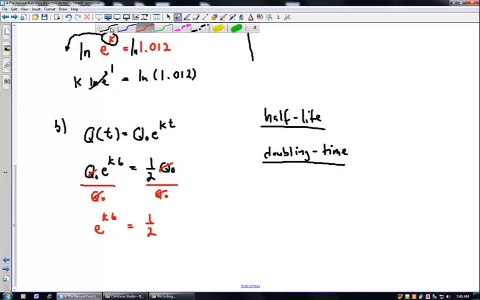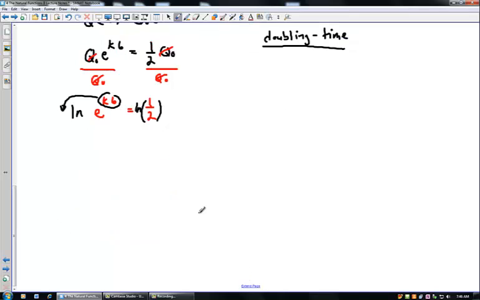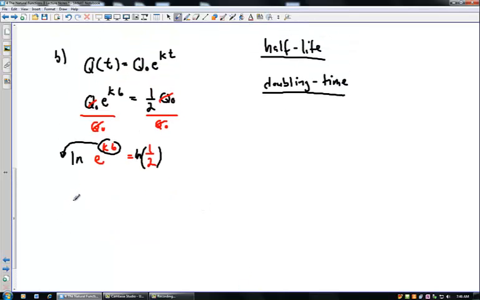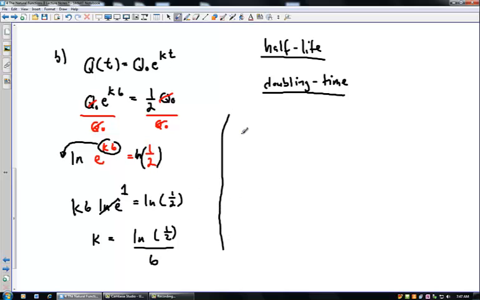And now I'm going to take out the other natural function, that ln function, and do that to both sides, because I know if I ln both sides, this can come down in front, because that's a property of logarithms. And so now I have k times 6 ln of e equals ln of 1/2. And ln of e is a nice number, 1, and so k is equal to ln of 1/2 all divided by 6. Perfect.